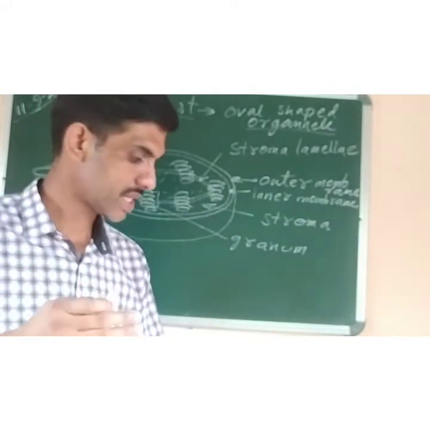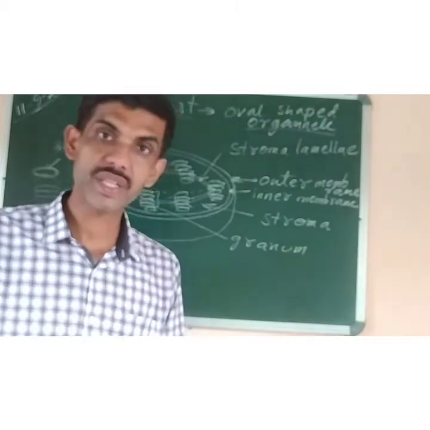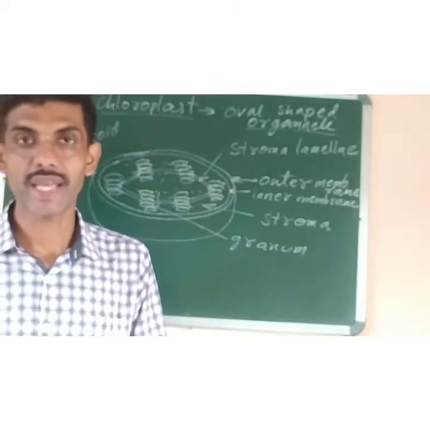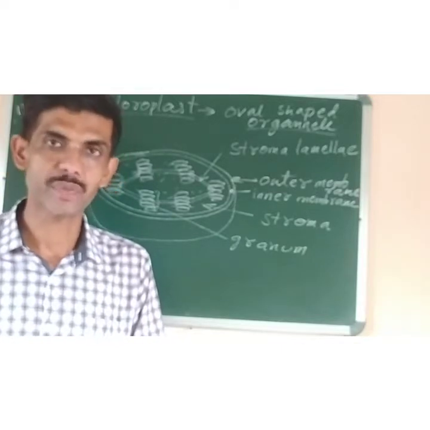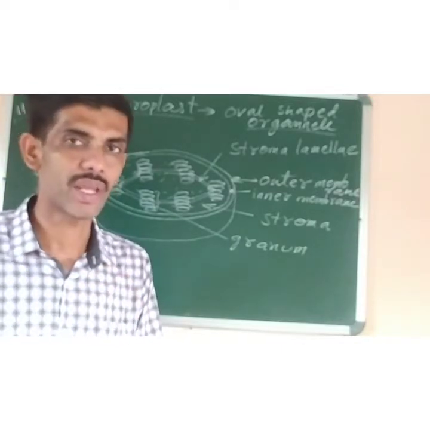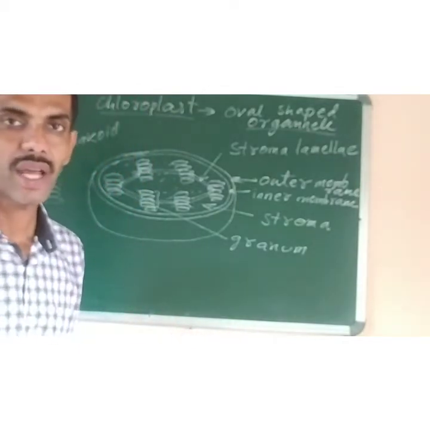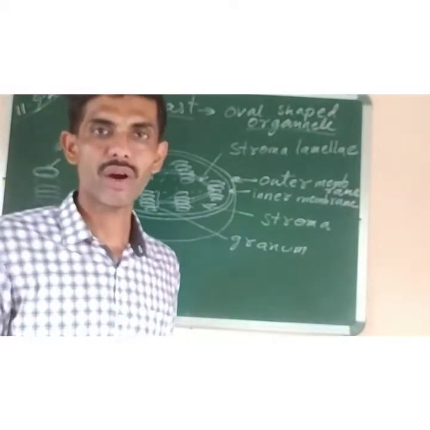Means photosynthesis is completed in two steps: light reaction and dark reaction. Light reactions and dark reactions, both of them occur in the daytime only. But light reaction is dependent on sunlight and dark reaction is independent of sunlight.